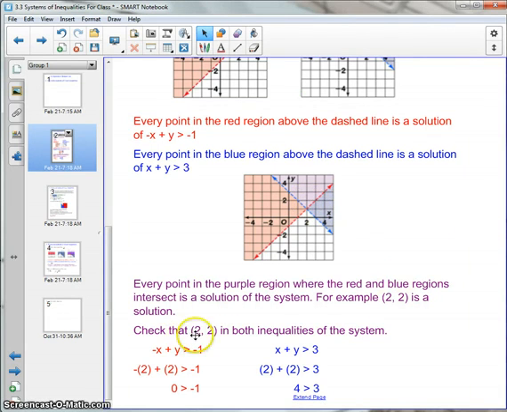So let's check that (2, 2) in both inequalities of the system. So we take our first inequality, just rewrite it here, and plug in 2 for x and 2 for y. We get negative 2 plus 2, which is 0. Is 0 greater than negative 1? No, it's not.